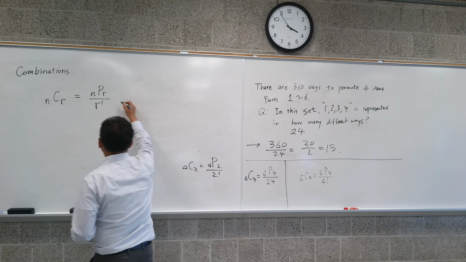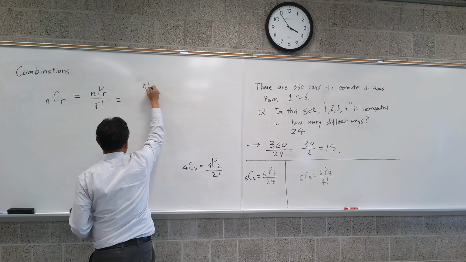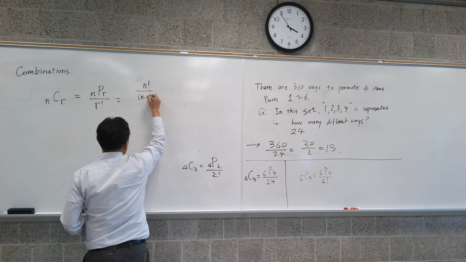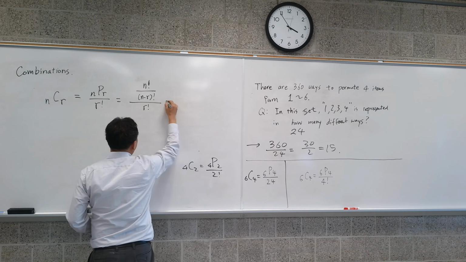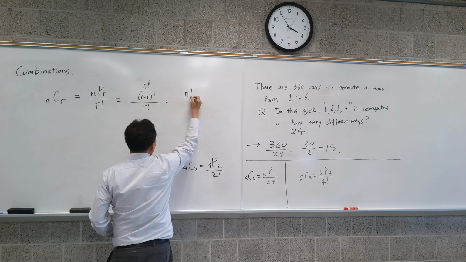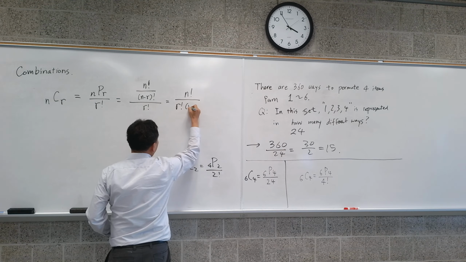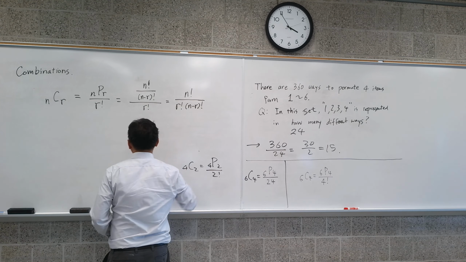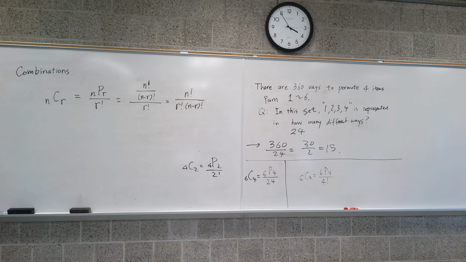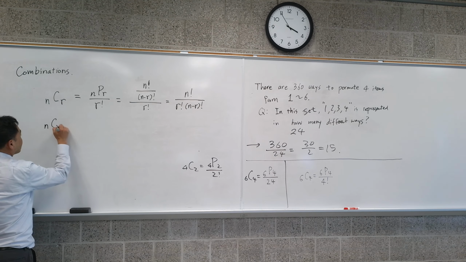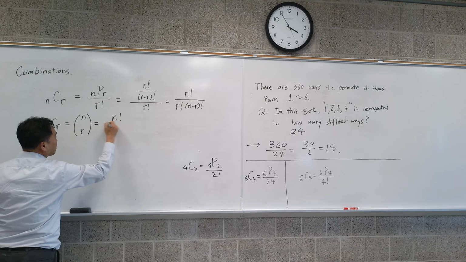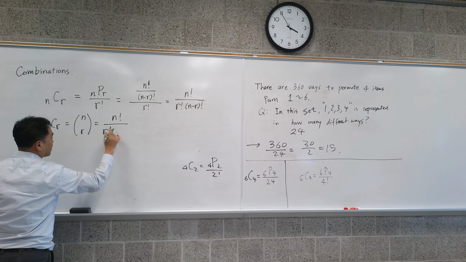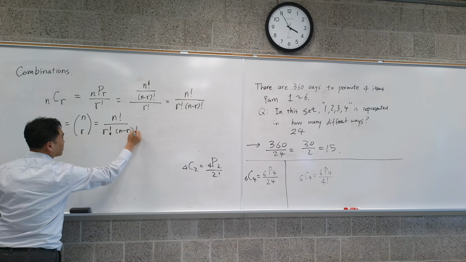Furthermore, because we know the formula for nPr, what is that? nPr is n factorial divided by n minus r factorial. And dividing by r factorial, if you simplify this, it's the same as n factorial divided by r factorial times n minus r factorial. So that's the formula. The formula for nCr, also known as n choose r, is n factorial over r factorial times n minus r factorial.